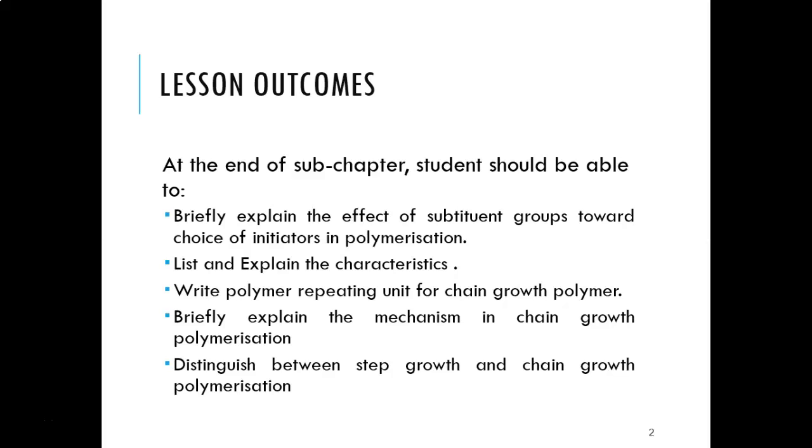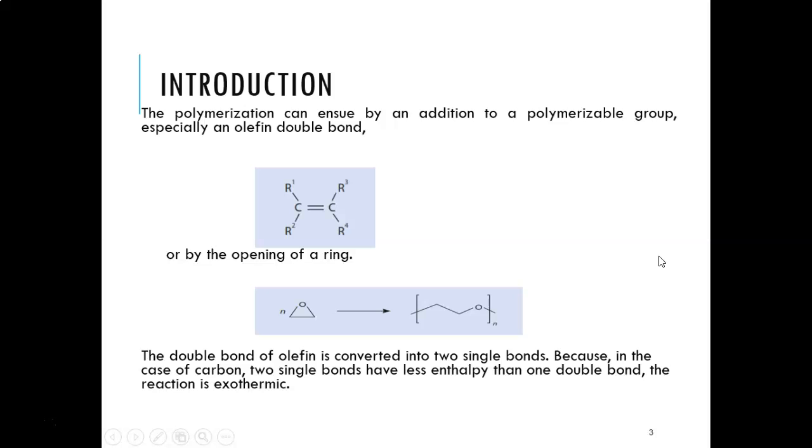At the end of the subchapter, students should be able to briefly explain the effect of substituent groups towards choice of initiator in polymerization. List and explain the characteristic of chain growth polymerization. Write the polymer repeating unit for chain growth polymer. Briefly explain the mechanism in chain growth polymerization and also distinguish between step growth and the chain growth polymerization.